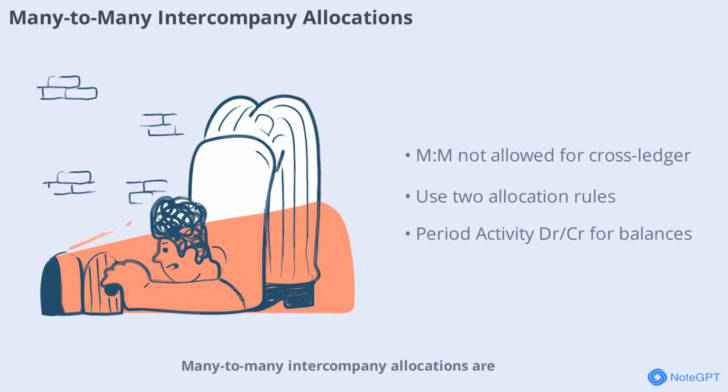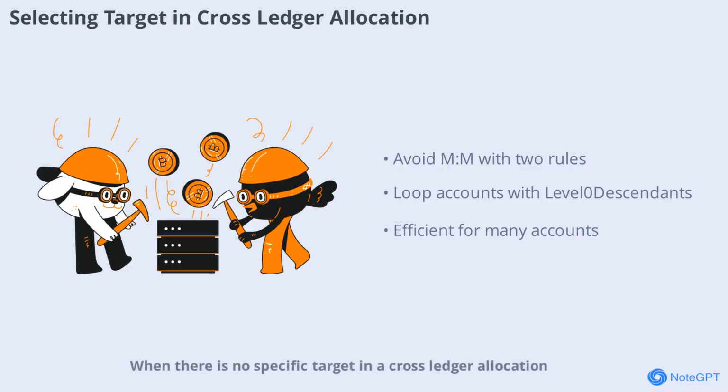Many-to-many intercompany allocations are not supported for cross-ledger scenarios. Instead, define two allocation rules and use period activity DR or CR as the balance amount to achieve M,1 or 1,M allocations. This approach ensures that allocations are processed correctly, even when multiple primary balancing segment values are involved on both sides. And there is no specific target in a cross-ledger allocation. Use two allocation formula rules to avoid many-to-many scenarios.